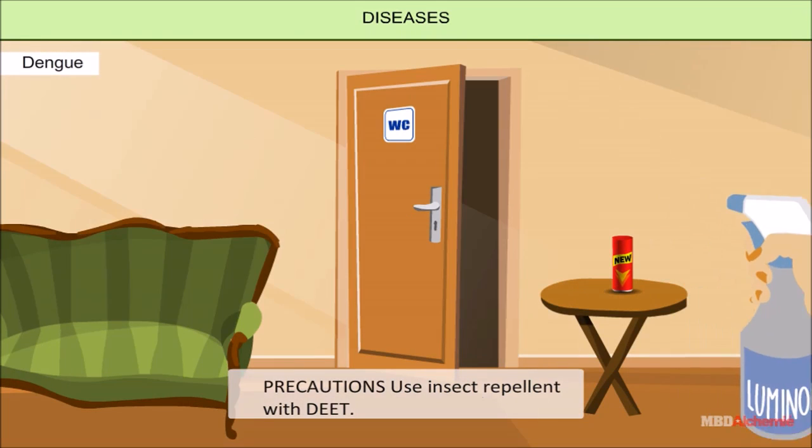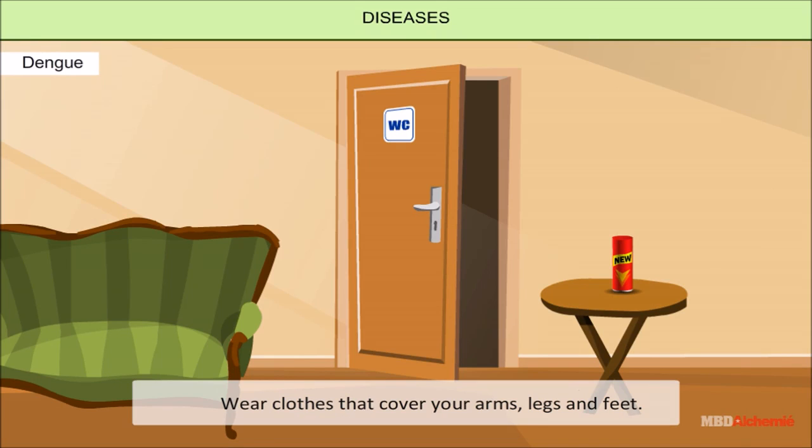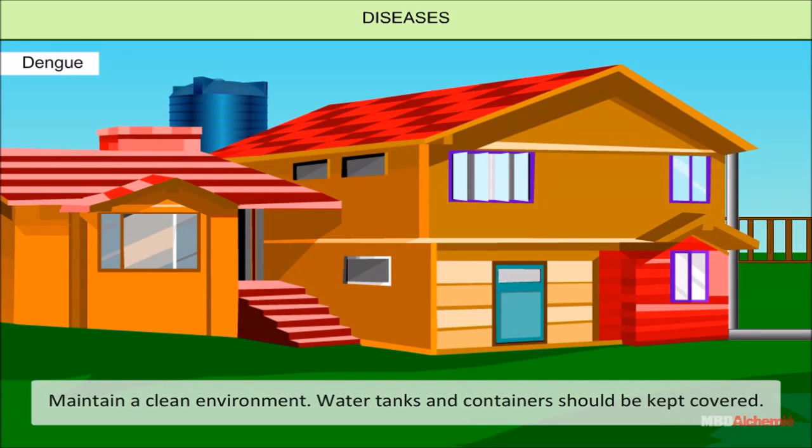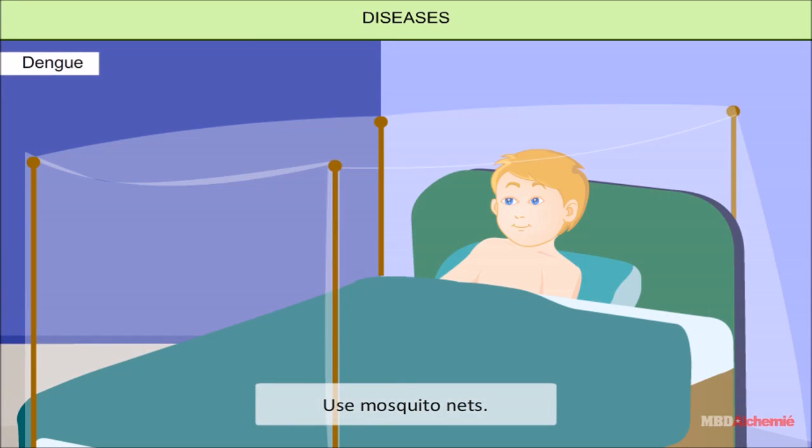Precautions. Use insect repellent with DEET. Wear clothes that cover your arms, legs, and feet. Keep shut unscreened doors and windows. Maintain a clean environment. Water tanks and containers should be kept covered. Use mosquito nets.